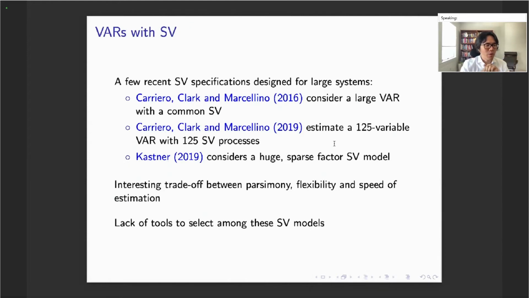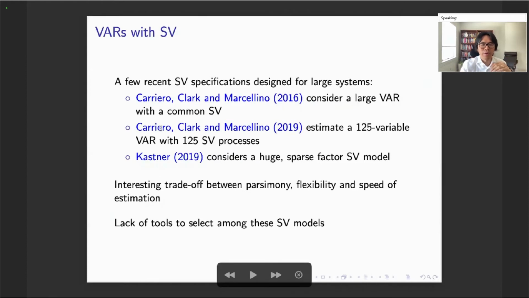So that is the first theme I want to talk about, highlighting what kind of features are important in shrinkage priors. The second theme I would like to talk about is stochastic volatility. For large VARs, there are now a few proposals for stochastic volatility. One of the very first papers, Carriero, Clark, and Marcellino, has this common stochastic volatility model. I will talk about this model in a little bit more detail in a few slides.